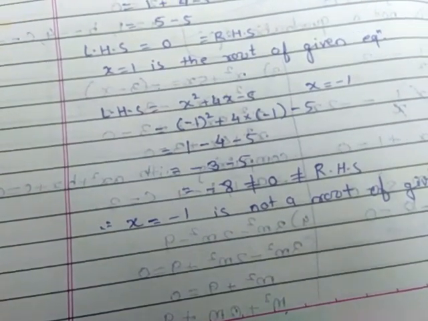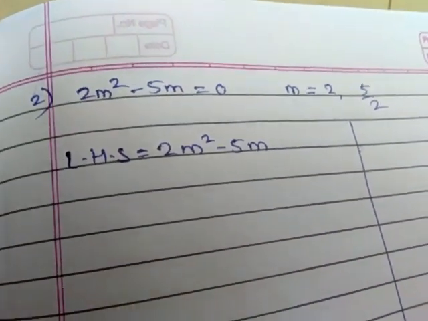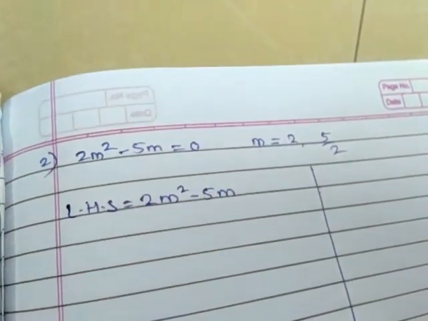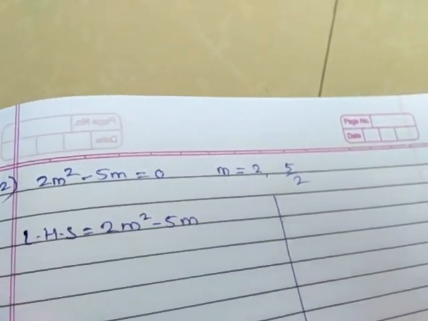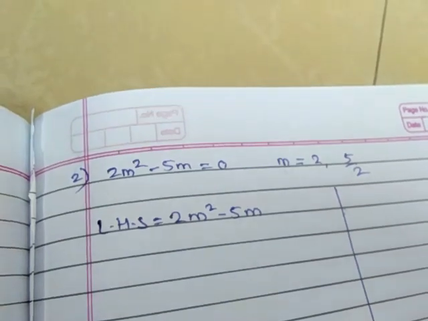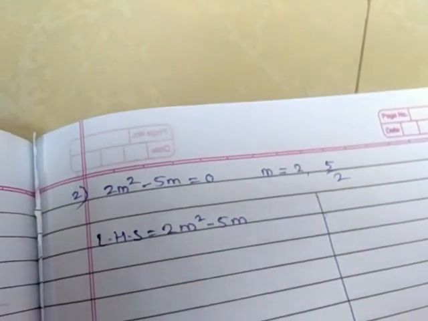Like this, we have to solve the next question. Next question is 2m square minus 5m equals 0. We have to check for the values m equals 2 and m equals 5 upon 2. First we will check for m equals 2.